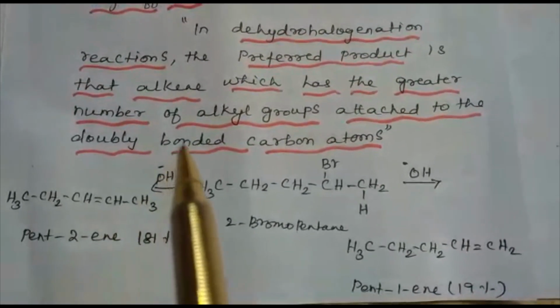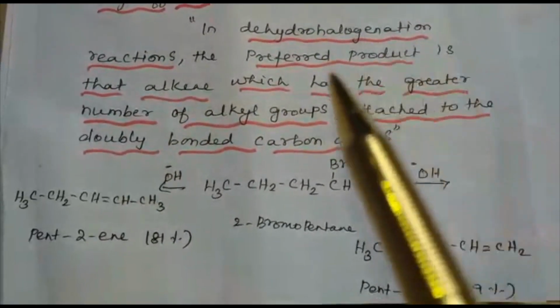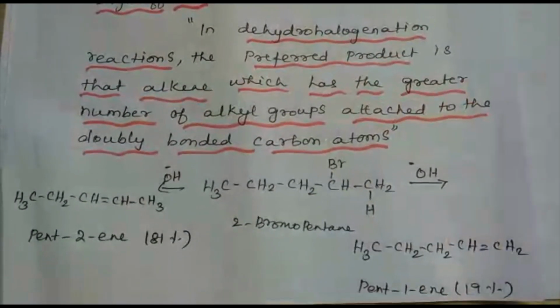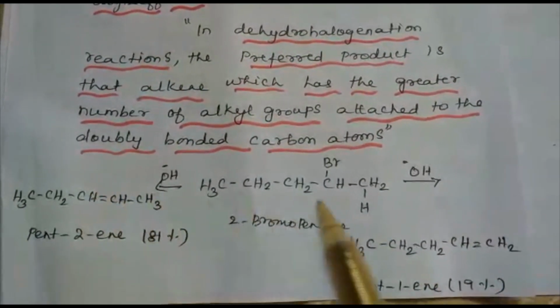Again, what is Zaitsev rule? In a dehydrohalogenation reaction, the preferred product is the alkene which has the greater number of alkyl groups attached to the doubly bonded carbon atom.